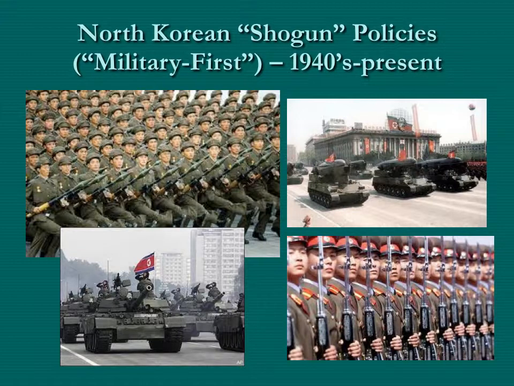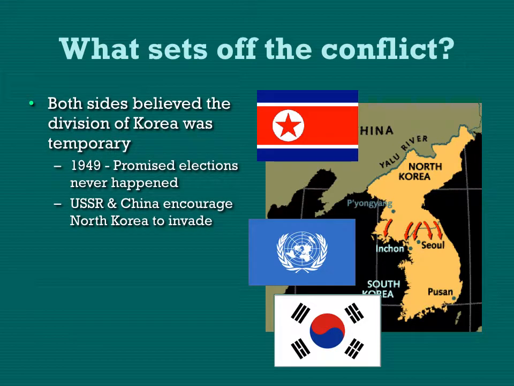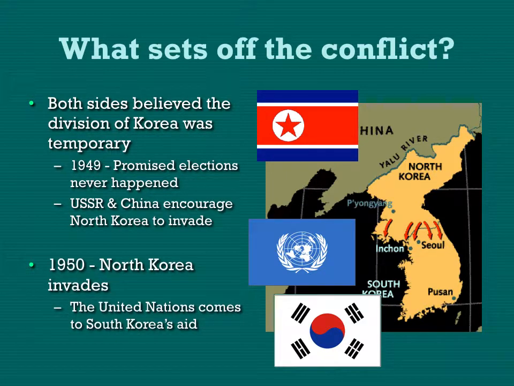And so this kind of sets us up for what becomes the Korean War. So we'll just go over a little of the history of the conflict here very fast. It sets off the conflict. In 1949, there are promised elections of unification. Those elections never happen. When those elections don't happen, the USSR and China are going to encourage Kim Il-sung to invade. And in 1950, North Korea invades.